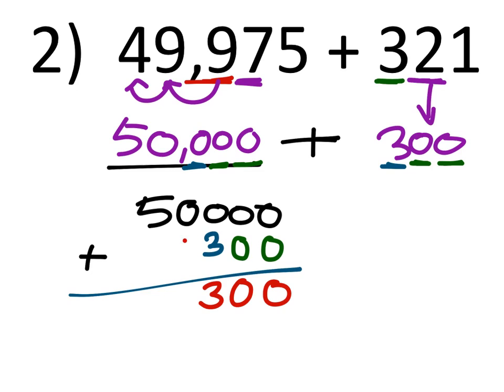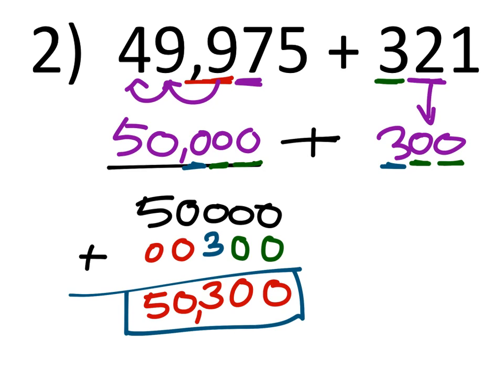And then notice there's no values here to add for the 0 and the 5. So we can just drop those down. And we would get 50,300.